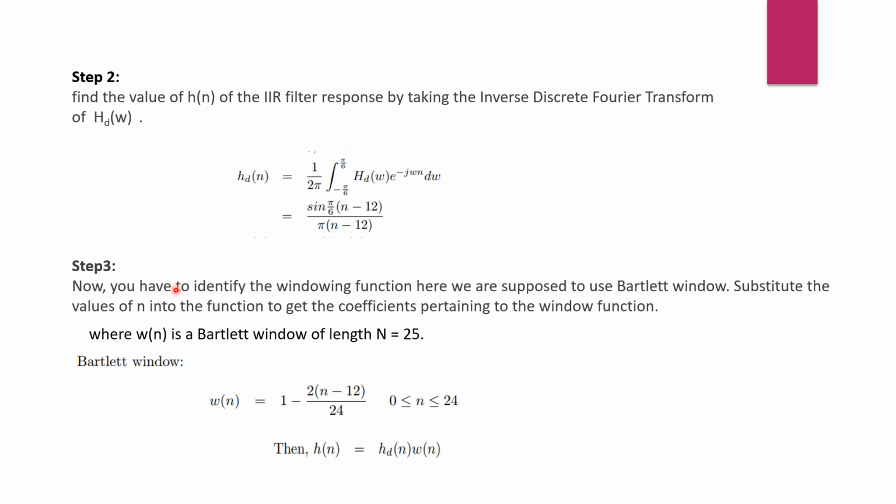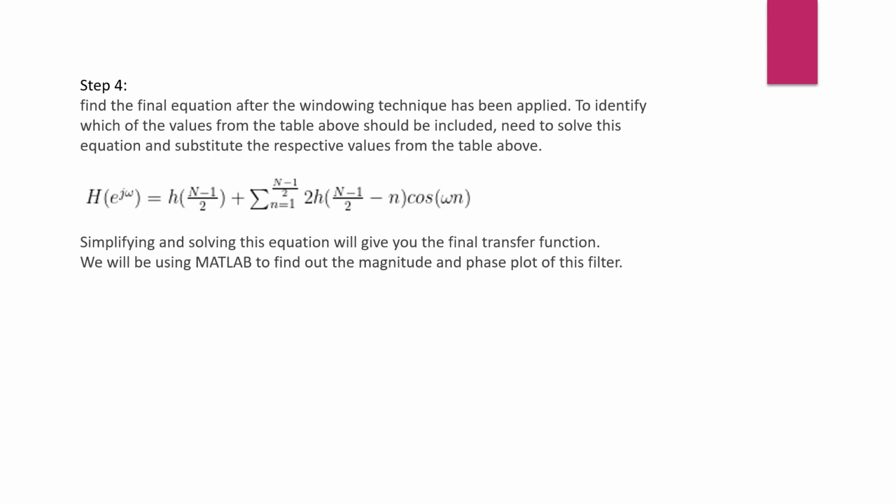The next step is to find out the windowing function. Here we are using the Bartlett window. So substitute the values of n into the function to get the coefficients pertaining to the window function. Here w of n is the Bartlett window of length 25 and is given as 1 minus 2 into (n minus 12) by 24 for small n ranging from 0 to 24. Hence we will be finding h of n equals small h d of n into w of n, and we will be substituting different values of n and finding various values of h of n.